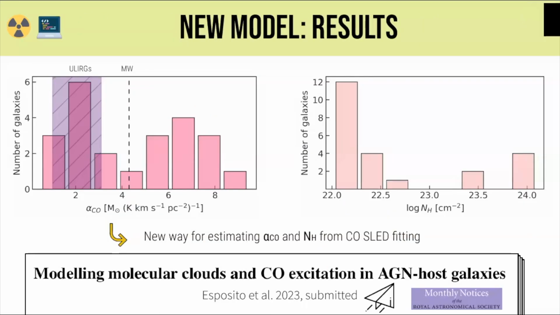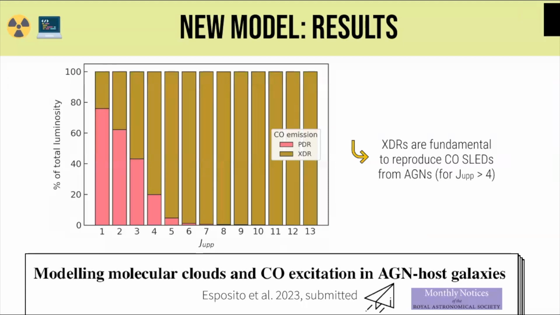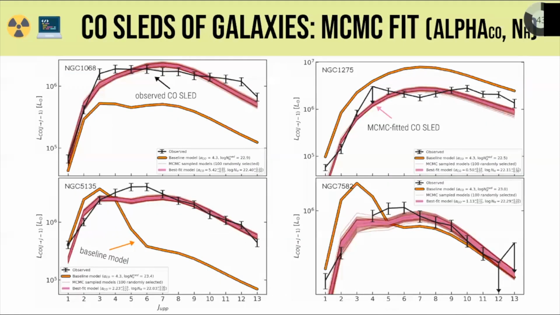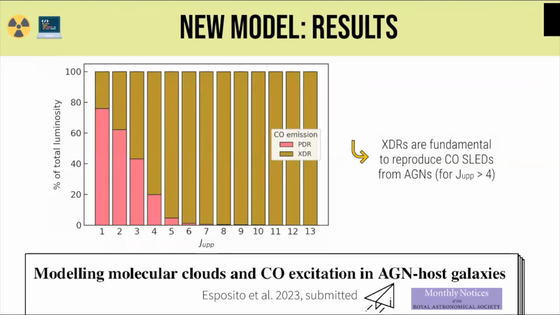These results have already been submitted to MNRAS, so hopefully they will soon be available on the arXiv. Another important result that we found is that the XDR component of these galaxies is very luminous already from the CO 4-3 or from the CO 5-4. So the percentage of the total luminosity emitted by the CO is dominantly made from the XDR component for the high-J, but even for the mid-J transitions. I'm not saying that the PDR models are not emitting these lines, but not enough to explain the observed CO SLED. Of course, we are starting from CO SLEDs that are pretty flattening over the mid-J and high-J because they are from AGN galaxies, so these results apply for AGN galaxies.